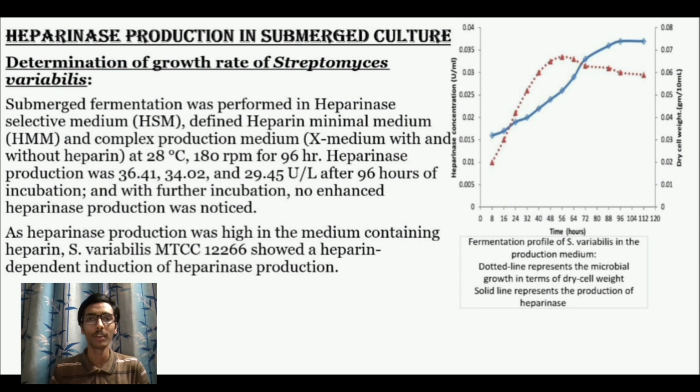After cultivating the organism, its growth rate was determined by cultivating it on separate media, namely heparinase selective medium, defined heparin minimal medium, and a complex medium, of which one contained heparin and the other didn't contain heparin. After the incubation, it was observed that the medium which contained the heparin showed more heparinase production. So it can be concluded that S. variabilis showed a heparin dependent induction of the heparinase production. That is, it produces heparinase more in the medium which contains heparin as the source.